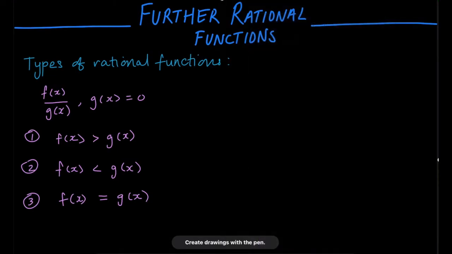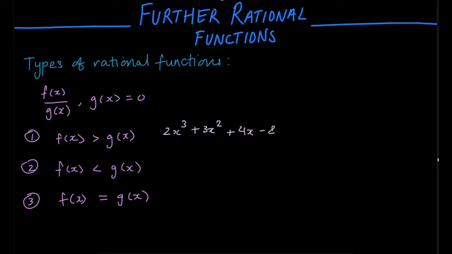For the first one, an example would be 2x cubed plus 3x squared plus 4x minus 8 all over 3x plus 2. The highest degree in f of x is 3 and the highest in g of x is 1. So that's when you know it's the first case.